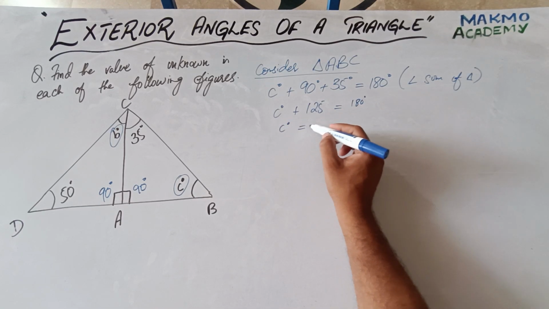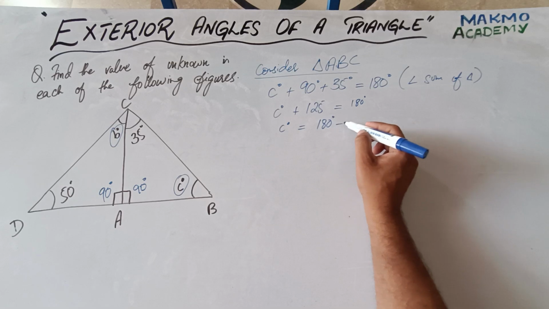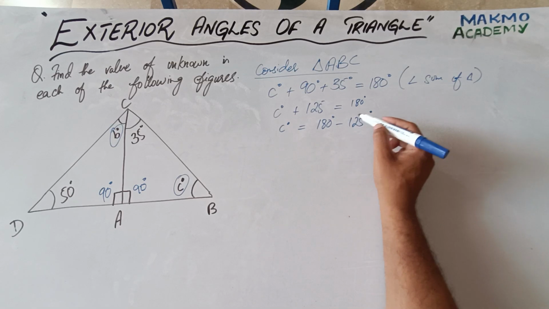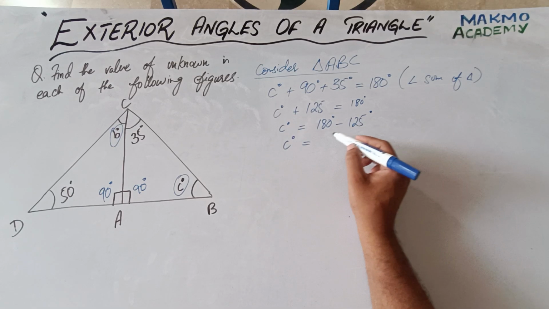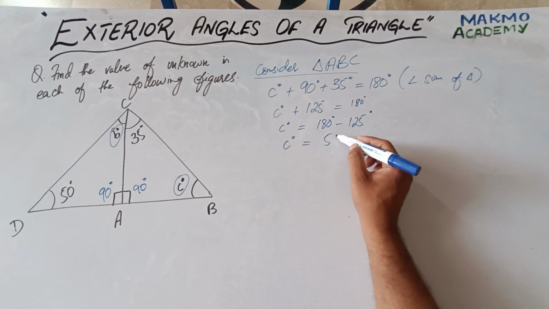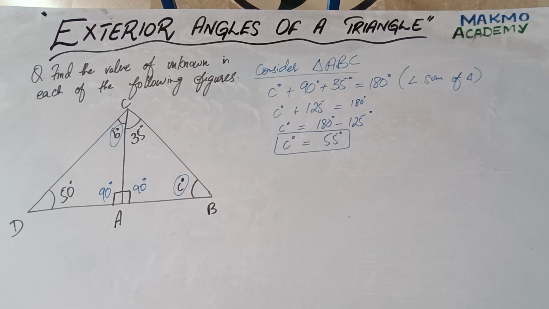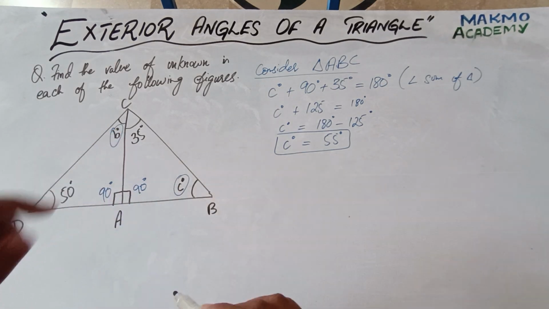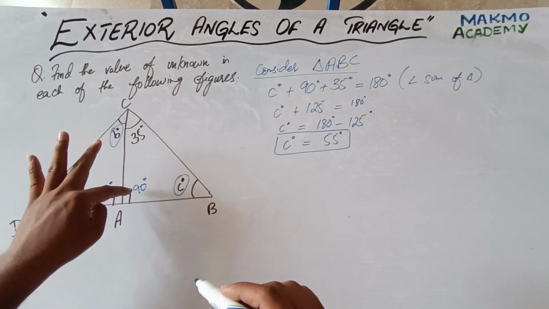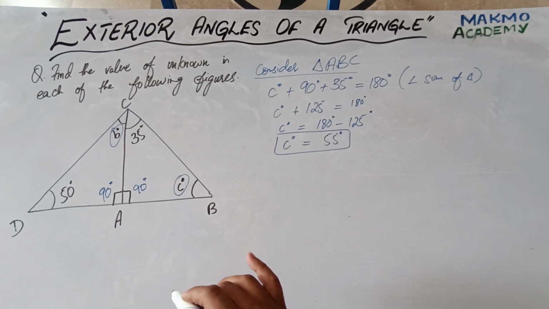Then 125 will get subtracted from 180 when we shift it to the other side. So C is equal to, when we subtract, 55. So this is the answer, the size of angle C. So 55 plus 35 is 90, and 90 plus 90 is 180. This is how we can find it out.